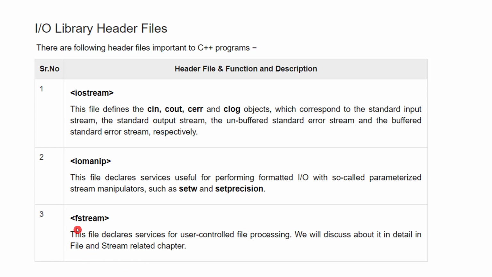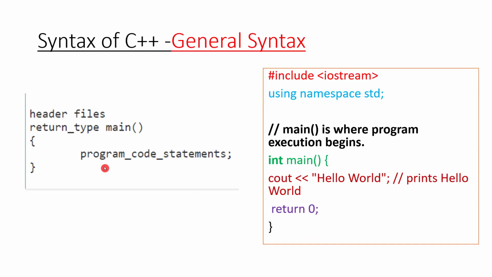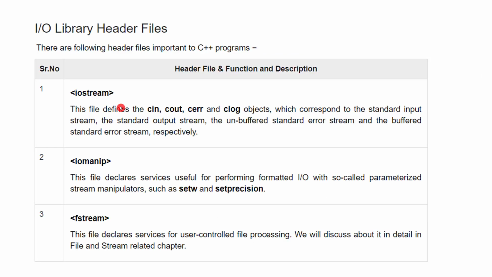And also we have fstream. This file declares services for user controlled file processing. We'll discuss this one in the file and stream chapter. So iostream and iomanip, for customizing the results, are the commonly used header files. If you are using iostream and iomanip, then you will have two lines: first #include iostream, then next line #include iomanip, then this is common, and then the program. Okay, so this is about the various library header files. We'll stop for now.